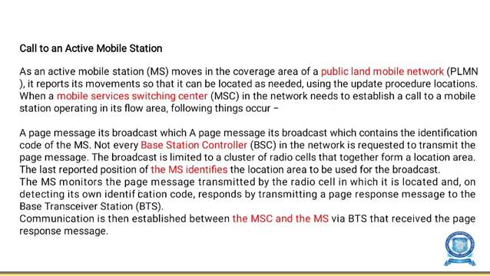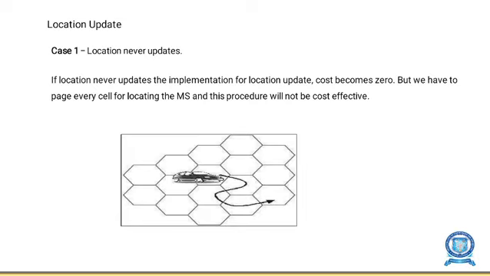As an active mobile station moves in the coverage area of the public land mobile network, it reports its movement so that it is located as needed using the location update procedure. When the mobile switching center in the network needs to establish a call to a mobile station, a page message is broadcast which contains the identification code of the MS. The MS monitors the page message transmitted by the radio cell in which it is located and detects its own identification code. Communication is then established between the MSC and MS via the BTS.